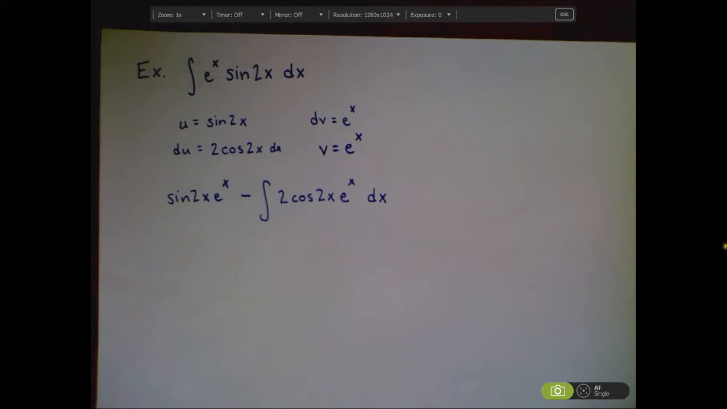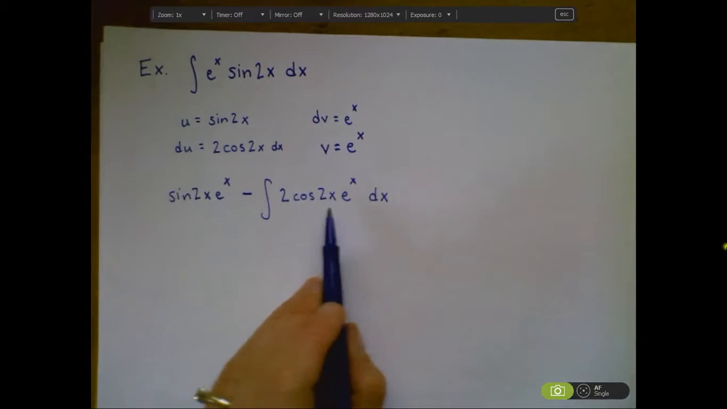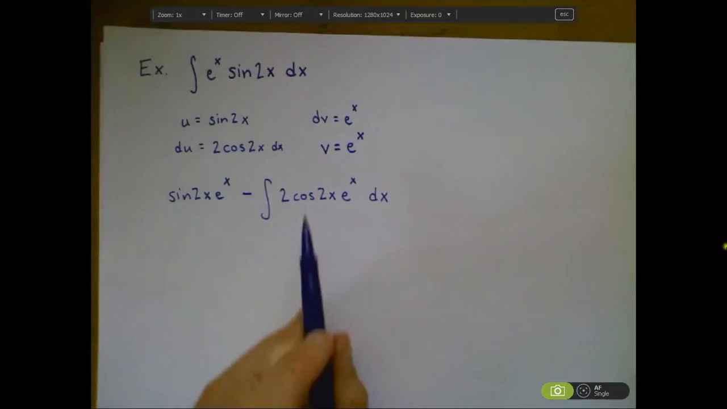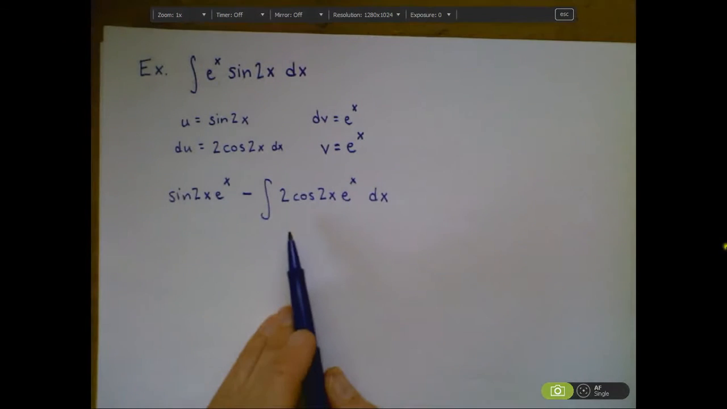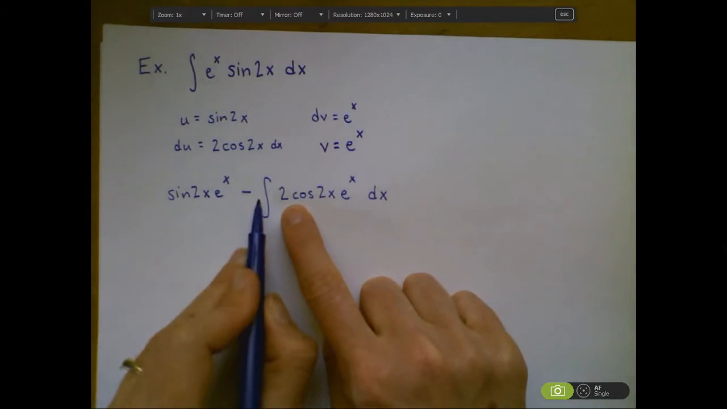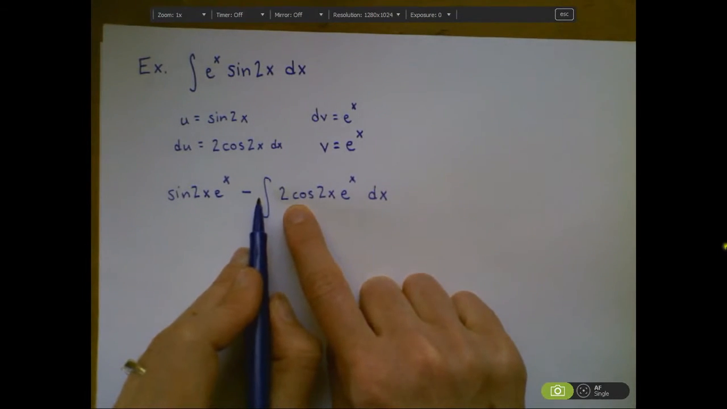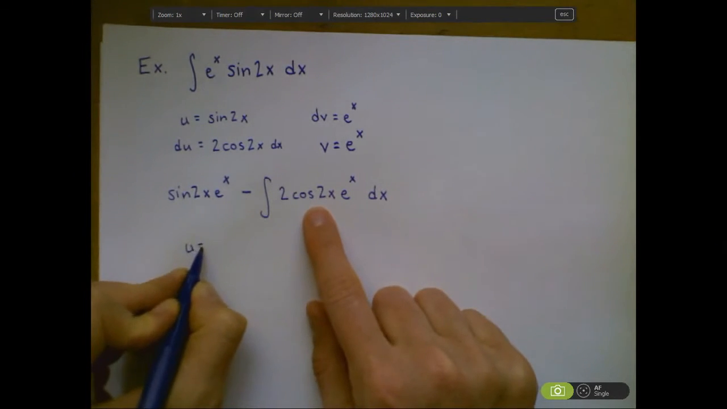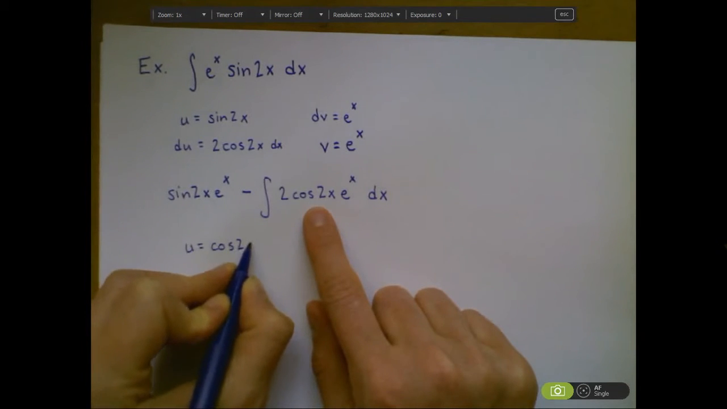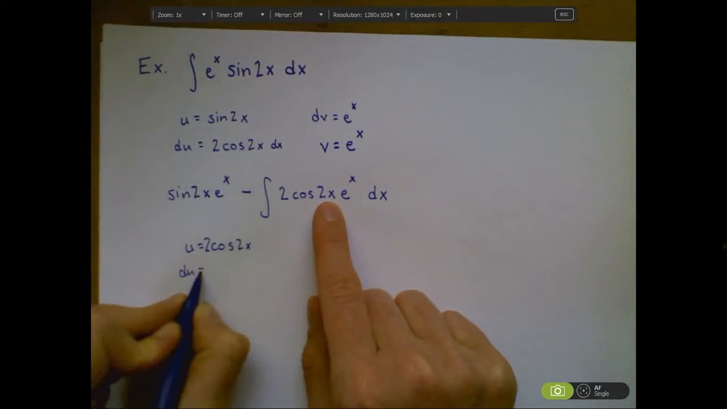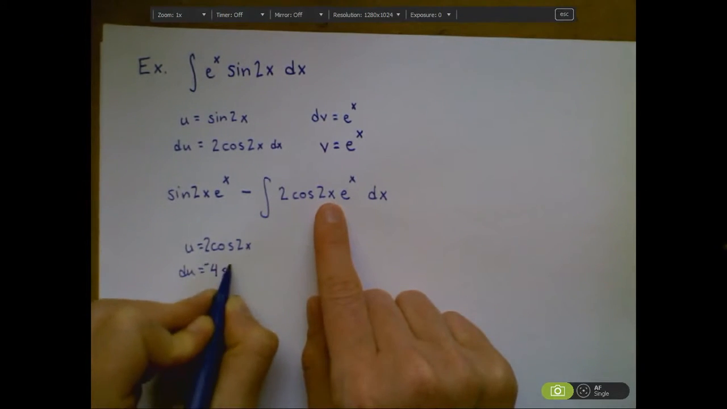And you say to me, well, Carolyn, this doesn't look like it's gotten any easier, right? That we're sort of back at where we started. And I say, well, do not despair. We will do one more step of this, and then everything will become clear. So let's do this one more time. I'm going to factor out the 2 so that we don't have to deal with it. And we're going to do by parts again. Again, letting u equal cosine of 2x. Maybe I'll put the 2 here. Cosine of 2x. So then du would be equal to negative 4 sine of 2x.